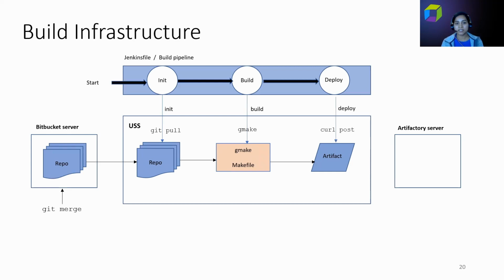And then once the build is successful, Jenkins proceeds to the deploy step. In the deploy step, we run the curl command to do an HTTP PUT from the USS to the Artifactory server. So this is an overall view of how build automation takes place here at Dynatrace for mainframe. So yeah, we can proceed to the next slide, please.